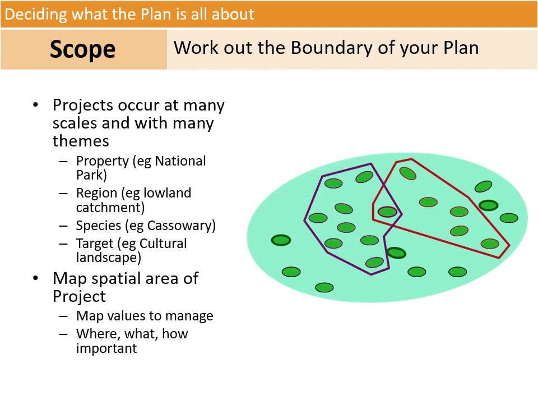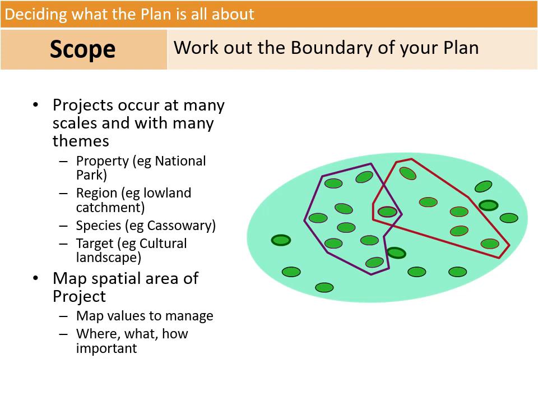We might say wherever the cassowary occurs, that's where our plan needs to work for. So species-based planning. Or it might be about a particular sort of cultural perspective, you know, cultural landscape, more language landscape or traditional landscape. Whichever of those you choose, so either a place-based one or a theme, coming to some agreement about where the plan is really key.